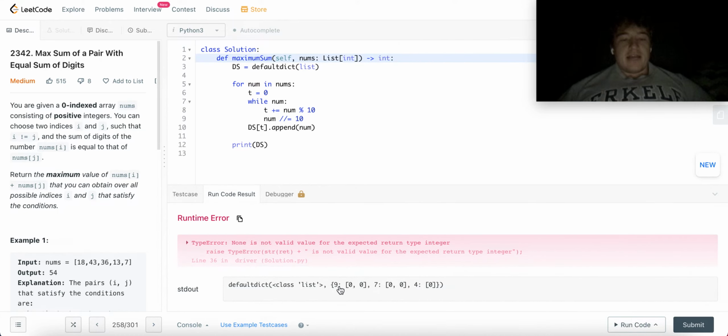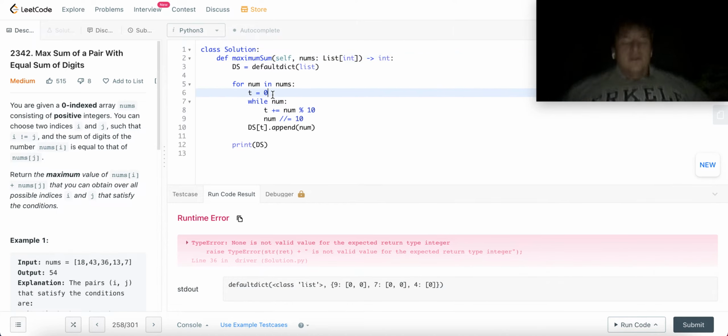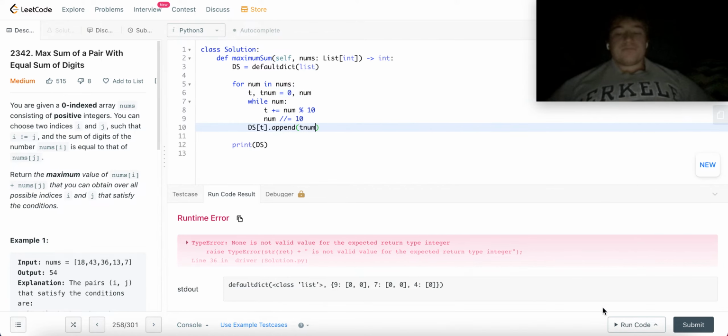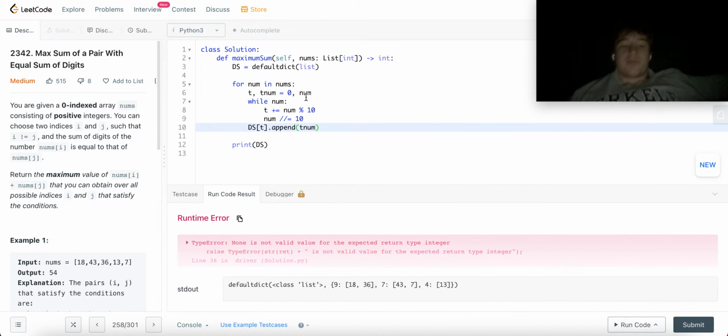Right, so 9. Oh, the problem is that I'm taking num and I'm turning it into 0. So by the end, you don't even know what num is. So, yeah, yikes. So t, num, it's not very good, not very cute, but just so we get this problem done, because I got to get back to work, so I don't want to make this too cute.